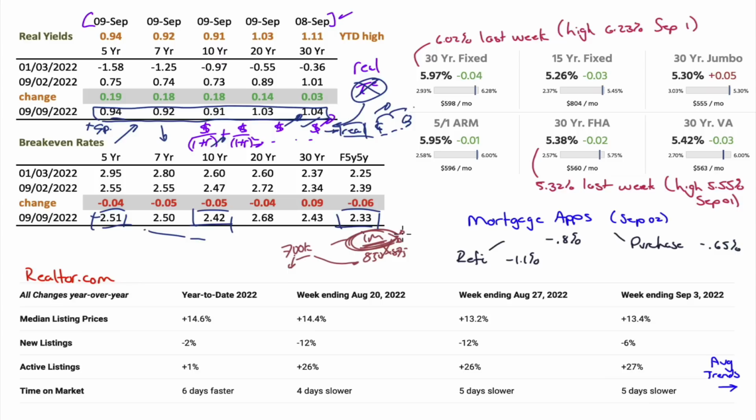Now that's anecdotally. Anecdotally, am I saying that right? Sometimes I have trouble with certain words.